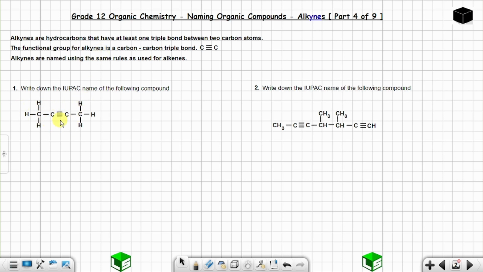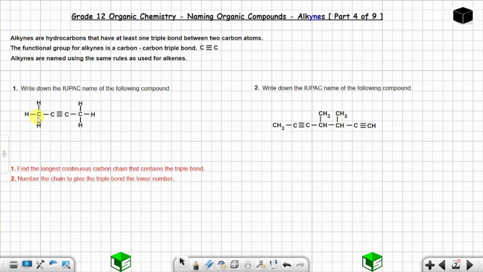The first thing to do is to find the longest continuous carbon chain that contains the triple bond. You don't have any branch. You only have 1, 2, 3, 4 carbon atoms. And you have to number the chain to give the triple bond the lower number.